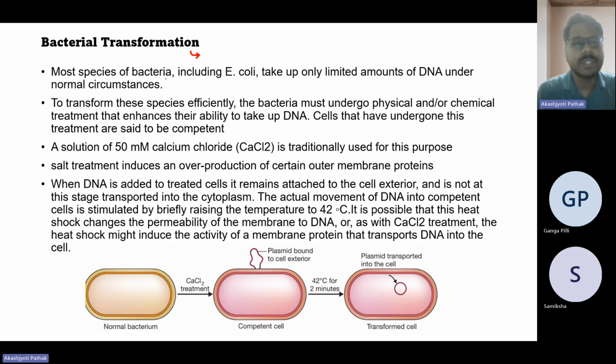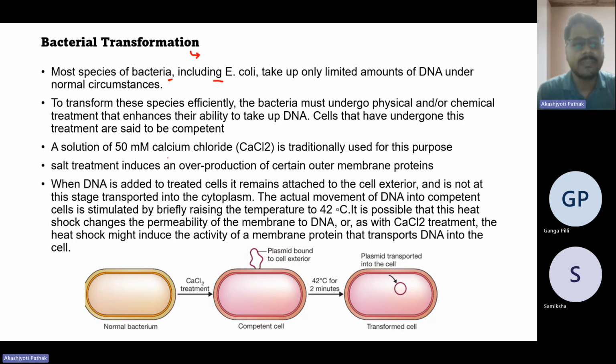Most species of bacteria, including E. coli, take up only limited amounts of DNA under normal circumstances. So to transform these species efficiently, the bacteria must undergo some physical or chemical treatment that enhances their ability to take up DNA. So you have to chemically treat the bacteria with certain types of chemicals and reagents. These chemicals and reagents increase the ability of the bacteria to uptake DNA from the environment.